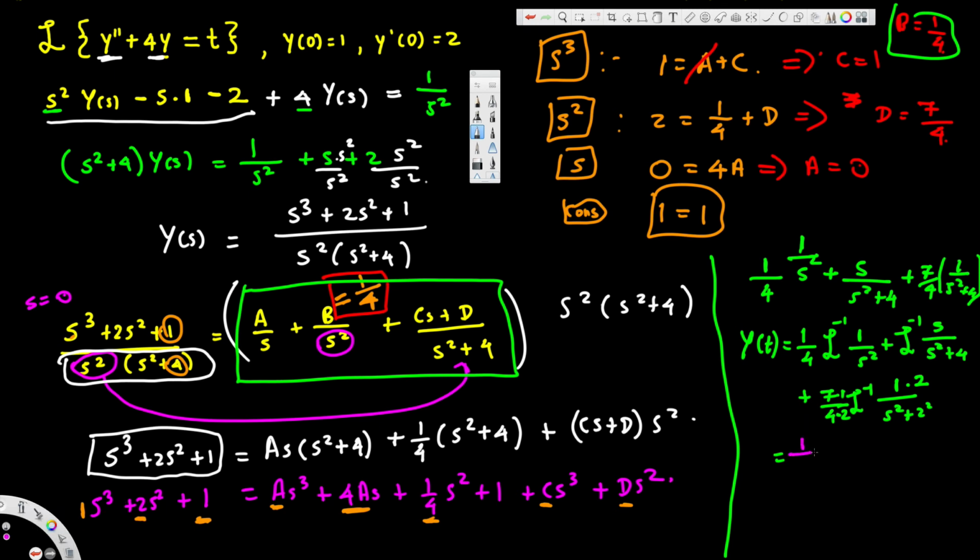Okay, let's go ahead and complete this one. 1 over 4 times the Laplace inverse of 1 over s square, that's going to be just t. And Laplace inverse of s over s square plus 4, that's going to be just cos 2t, because b is 2 right here, plus 7 over 8 Laplace inverse of 2 over s square plus 2 square, that's going to be sin 2t. Okay, that's it. That's the Laplace inverse of this whole thing. This is our y of t, and that's how we do this kind of problems.